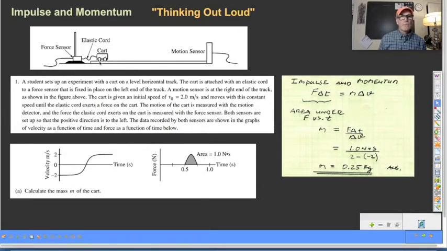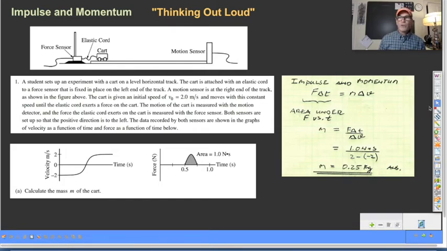The motion of the cart is measured with the motion sensor, and the force the elastic cord exerts on the cart is measured with the force sensor. Both sensors are set up so that the positive direction is to the left. The data recorded by both sensors are shown in the graphs of velocity as a function of time and force as a function of time below.